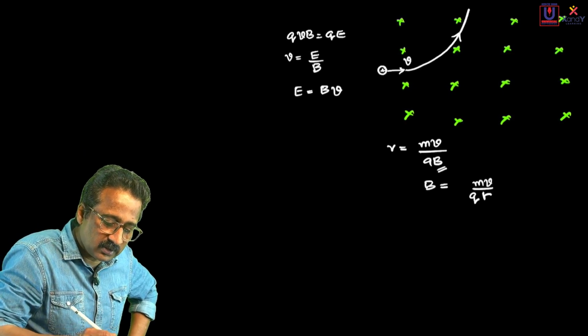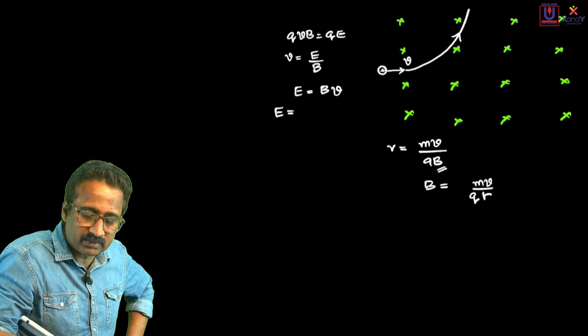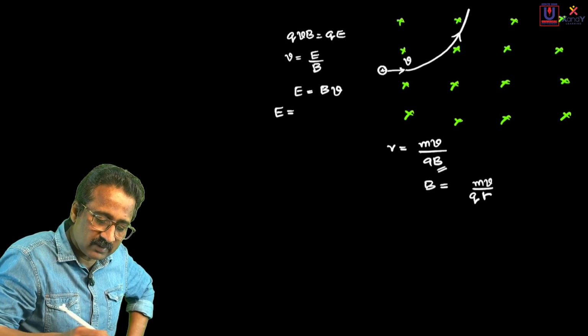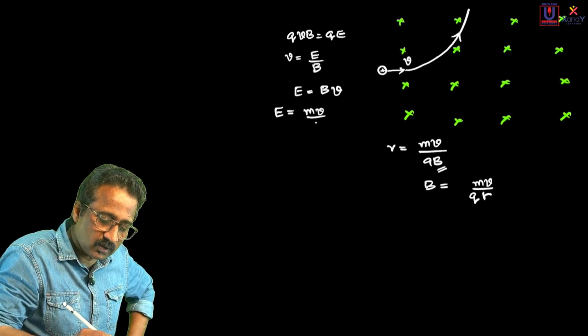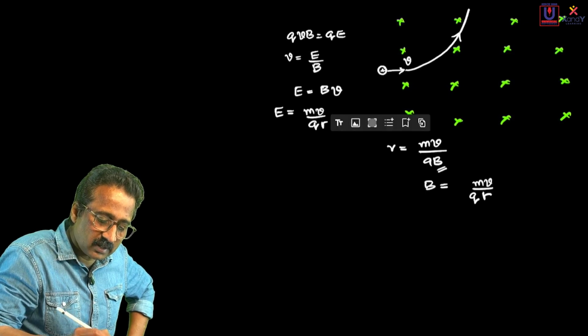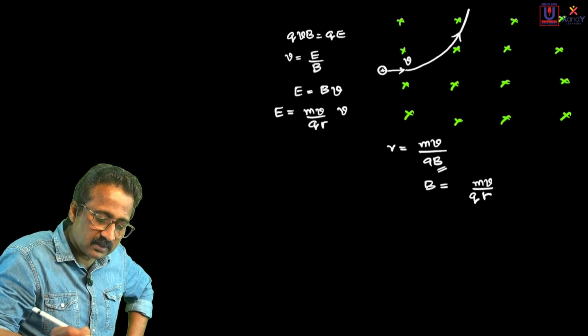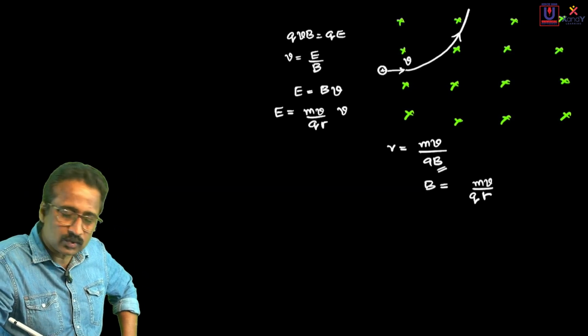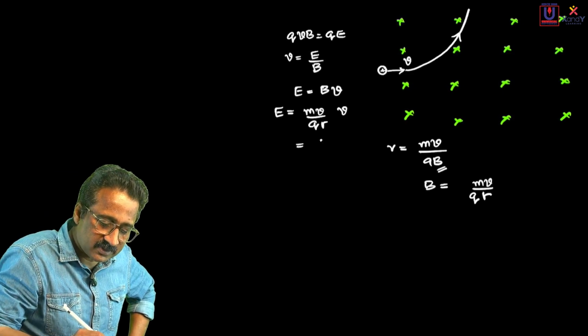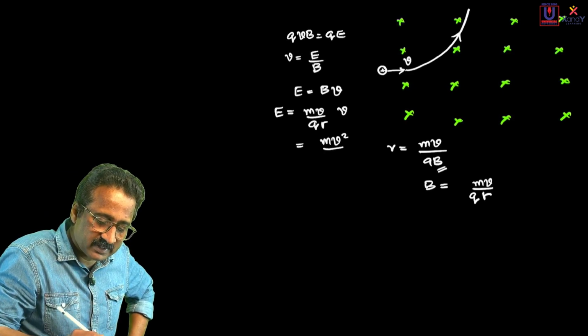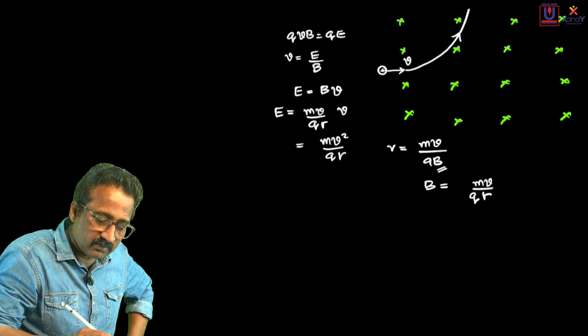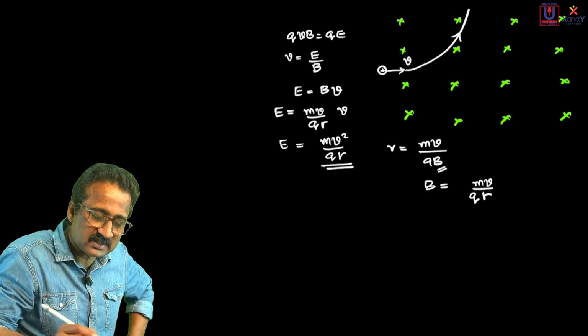E is given to be B into V, so E is equal to B into V. Now B is supposed to be mv by qR. We found it. Now that into V, we have some velocity again. Yes, mv by qR into V. Finally, the expression for E in this experiment appears as mv squared divided by q into R. Your answer is actually in this expression.